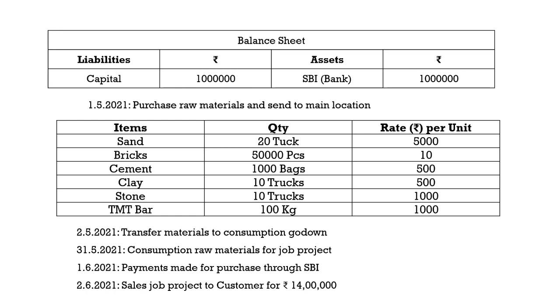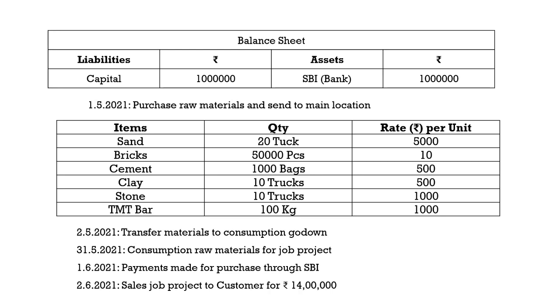The next one is transfer material to consumption godown. That means it will transfer from main location to consumption godown on 2nd May. On 31st May, consumption of raw material for the job project. That means the raw material has been consumed. So after transferring the material to the project site, it would take 29 days to consume all those materials.